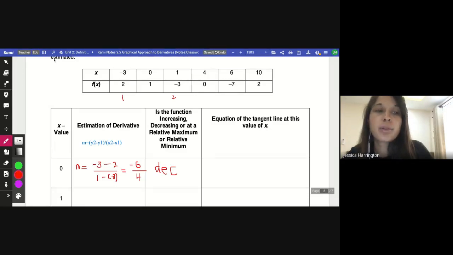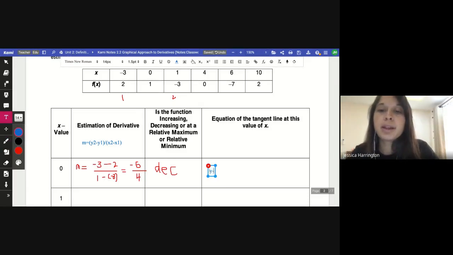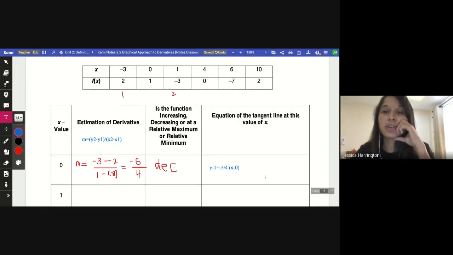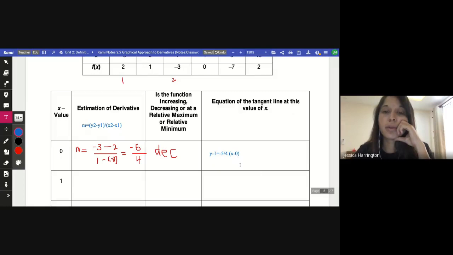Well, we're going to use point slope again. So y minus, well, what's my y1? What can I use for y1? I can pick either of these. I'm going to pick 0, 1. I'm going to pick the point it's at. So it's y minus, y1 is 1, equals my slope I'm estimating, -5/4 times x minus x1, and that's 0.